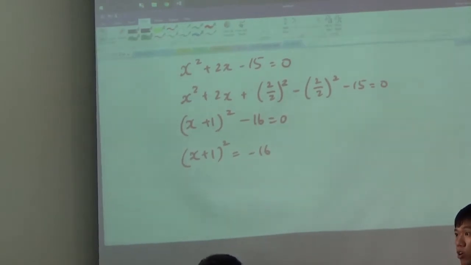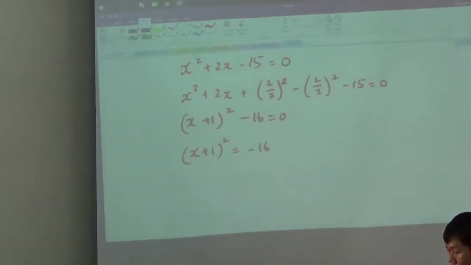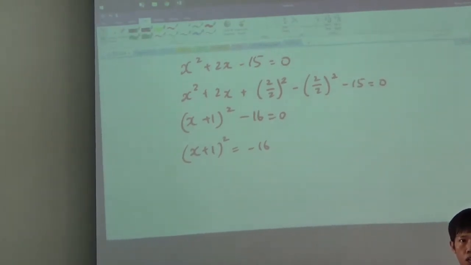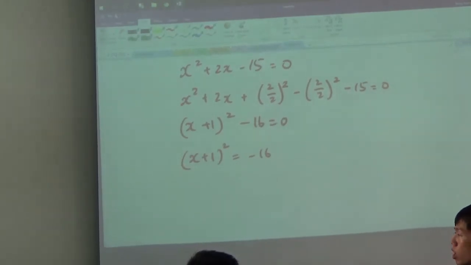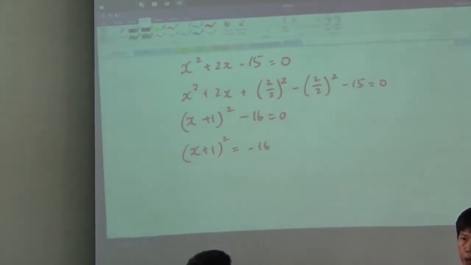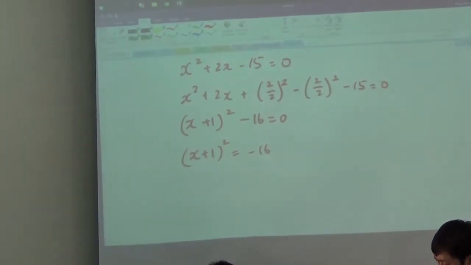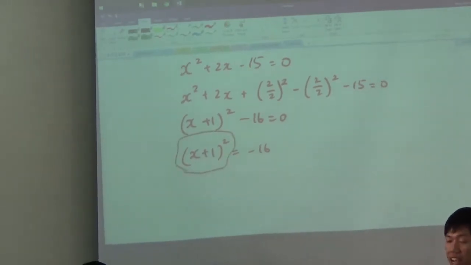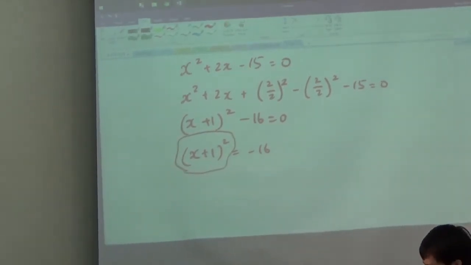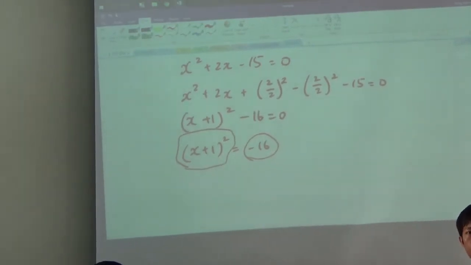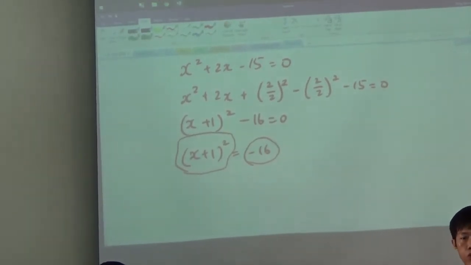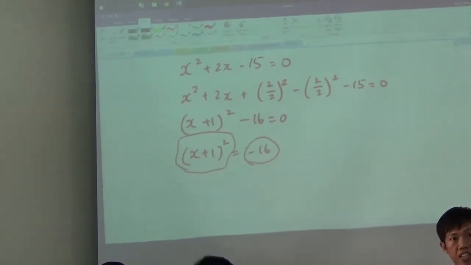Okay, the next step, we are going to try and square root, isn't it? What happens if you square root negative 16? Are you able to square root a negative number? No, you are unable to. So when you suddenly end up with something squared, which has to be positive, equal to a negative number, it should come to you that there's something wrong. Check your previous steps if there's an error.